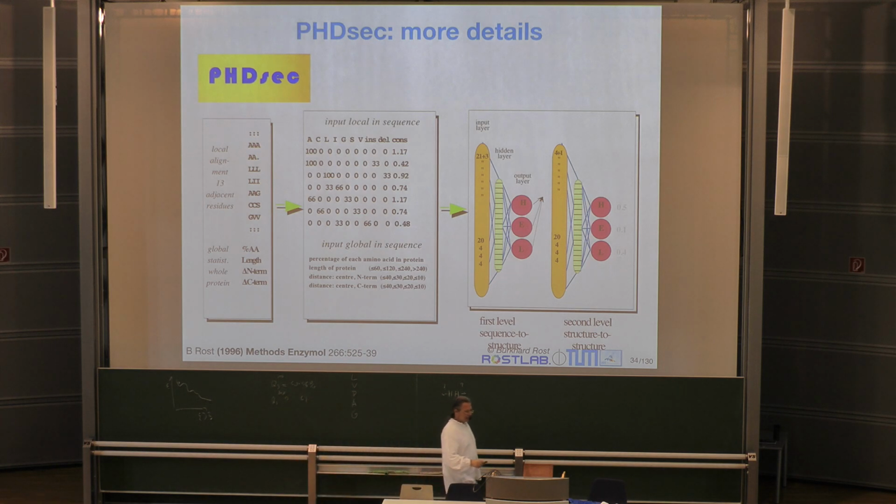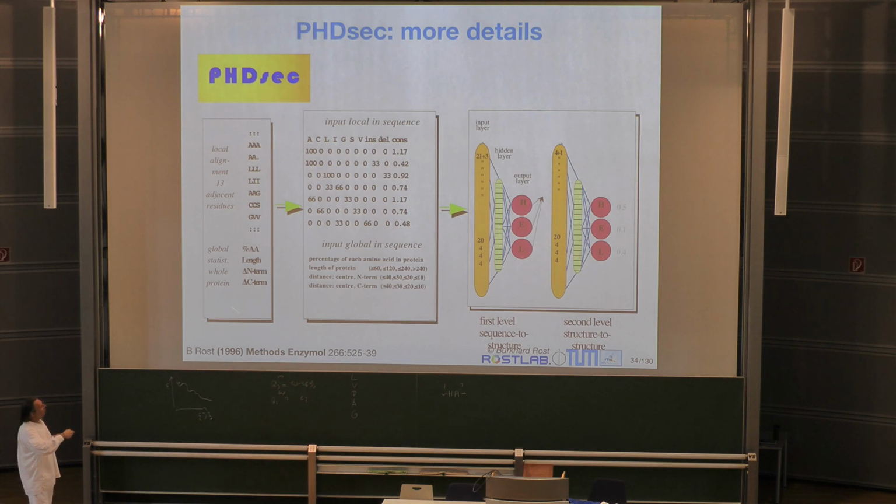The one thing that I want to add here is that the information that I showed you so far is information that is local. So I take this W, the window out of the sequence, and I predict for that sequence. So this is the secondary structure for the central residue.